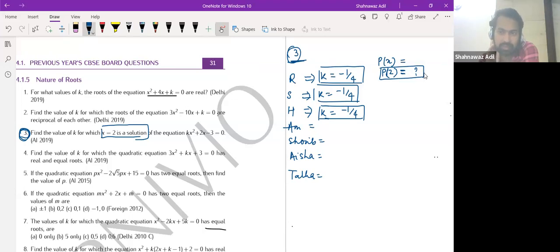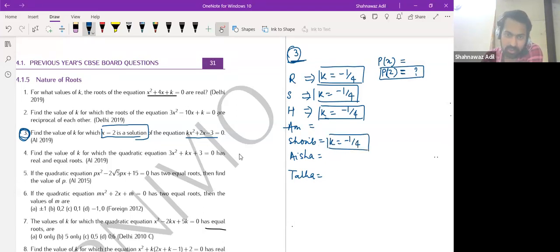Yes, guys. So Harshit also got it. Yeah, Harshit, you already told the answer. Okay, so then let me discuss this problem. Shoaib also got minus 1 by 4. Okay, so let us understand this problem.